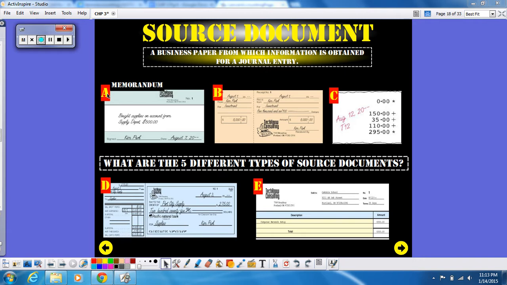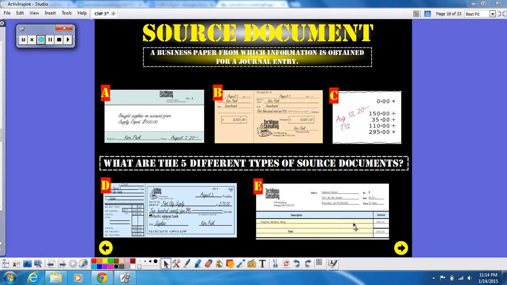If you have to pause the video, do that. The next one over here, this one is a receipt. Okay, so you have a receipt as well. The third one over here is a calculator tape. So we have calculator tape. Down here, D is a check. So we have a check also. And the last one is a sales invoice. So those are your 5 source documents. You need to have those written in your notes as well.